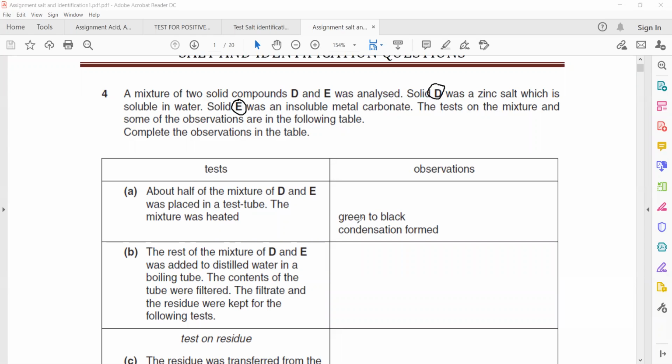So first, whenever a colored salt is there, it means there should be a transition element. If condensation forms, it means that this salt contains water of crystallization, or this salt is having some moisture.